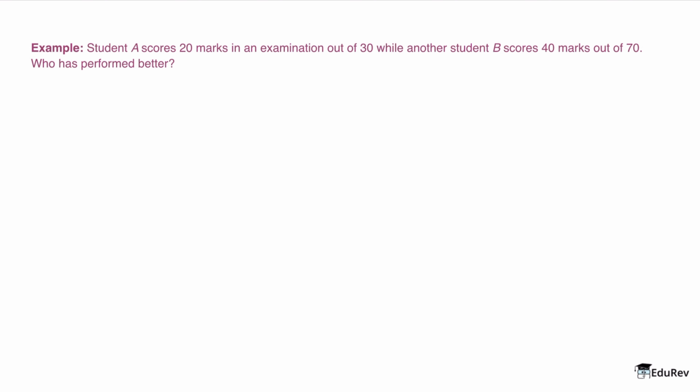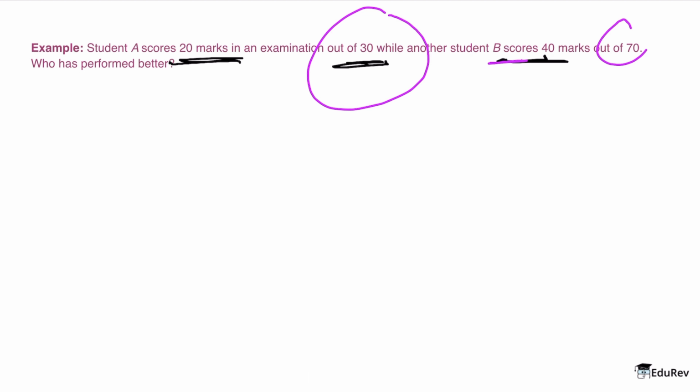Okay, student A scores 20 marks in an examination out of 30, while another student B scores 40 out of 70. Who has performed better? Now here the thing is that student A gave an examination that was out of 30 marks, whereas student B gave an examination that was out of 70 marks. So I do not have a baseline for comparing these two people because the total marks of these two examinations are entirely different from one another. So I cannot compare them until I have a baseline.